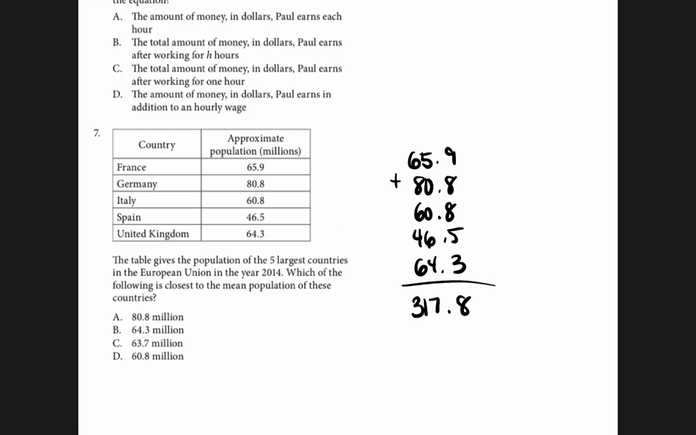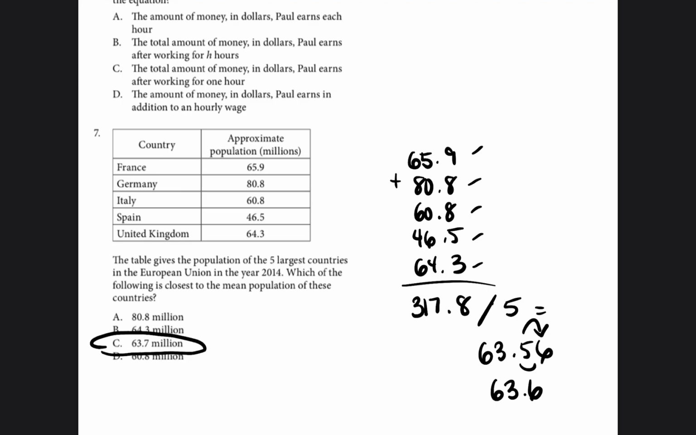317.8. So you add them and then you divide it by how many there are. 1, 2, 3, 4, 5. You divide that by 5 and it would be 63.56. Which one is closest to that? If we round this, the number to the right is larger than 5, so we round that up, so it would be 63.6. So I would say this one is C, 63.6.